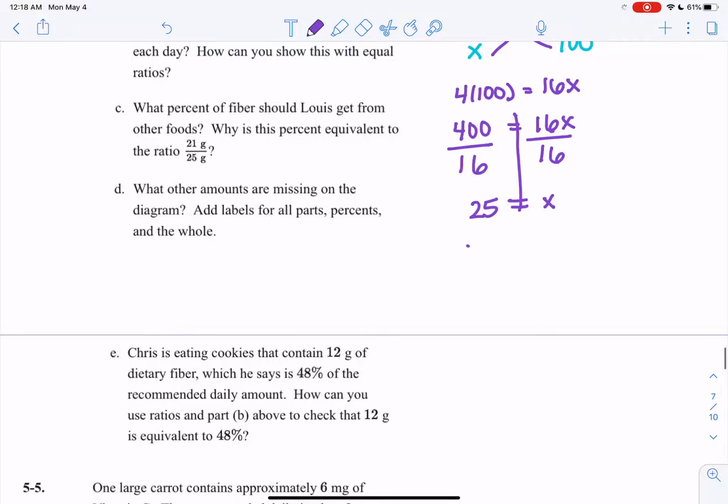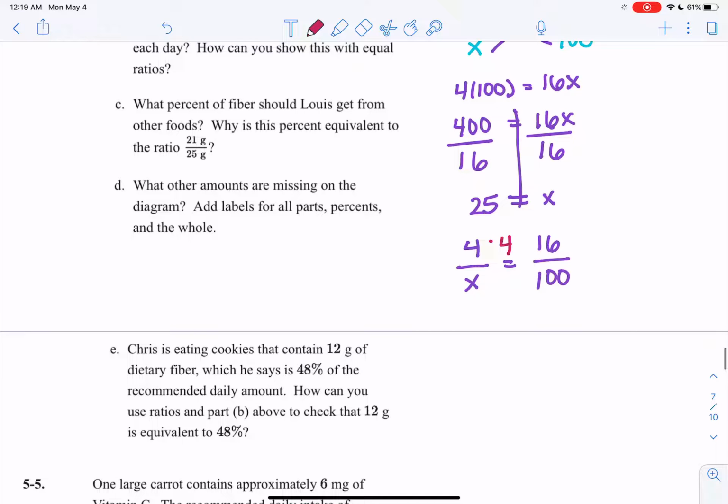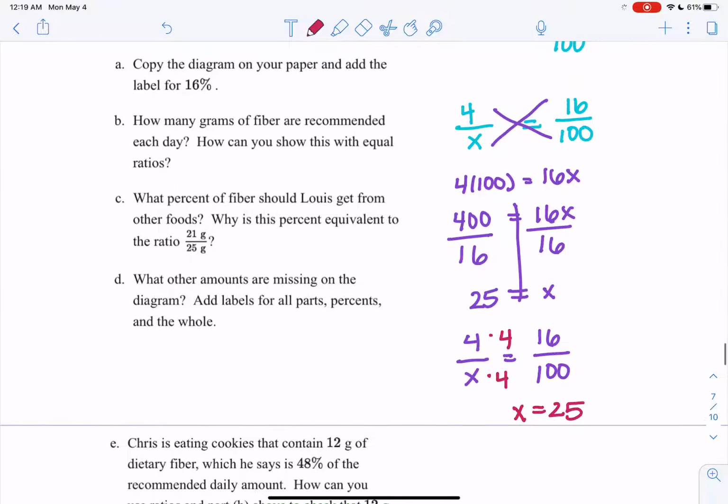Now the other way is what we're most used to, where we ask ourselves, what do I multiply 4 to get to 16? Well, I can multiply 4 by 4 and get 16. So now I need to think of a number that when I multiply it by 4, I get 100. And that number is 25. Okay, so 25 grams is the recommended daily intake of fiber.